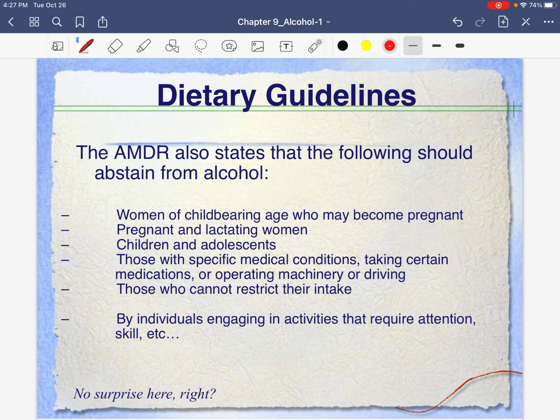It also talks about some other guidelines. This is nothing shocking, right? No surprise here. Pregnant women should not be drinking. Children should not be drinking. If you have a certain medical condition or you're operating heavy machinery, you should not be drinking. Those who cannot restrict their intake should not be drinking. So these are pretty straightforward.